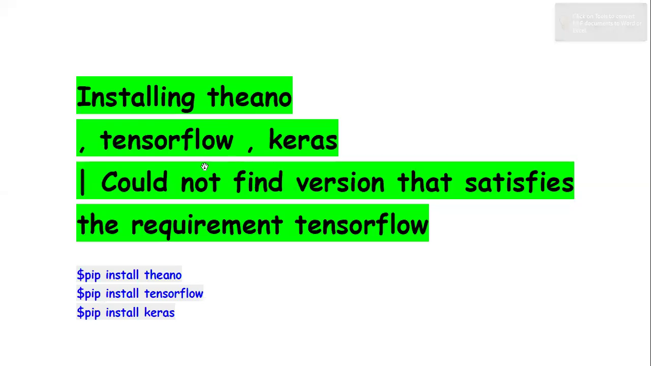Hi, everyone. Whenever we go for learning deep learning or doing some practicals in deep learning, what we need is Theano, TensorFlow, and Keras, as far as Python is concerned. But when we go for installing Theano, TensorFlow, and Keras, sometimes you'll get an error like "could not find a version that satisfies the requirement of tensorflow." Here I will show you what type of error you will get and how to deal with those errors.